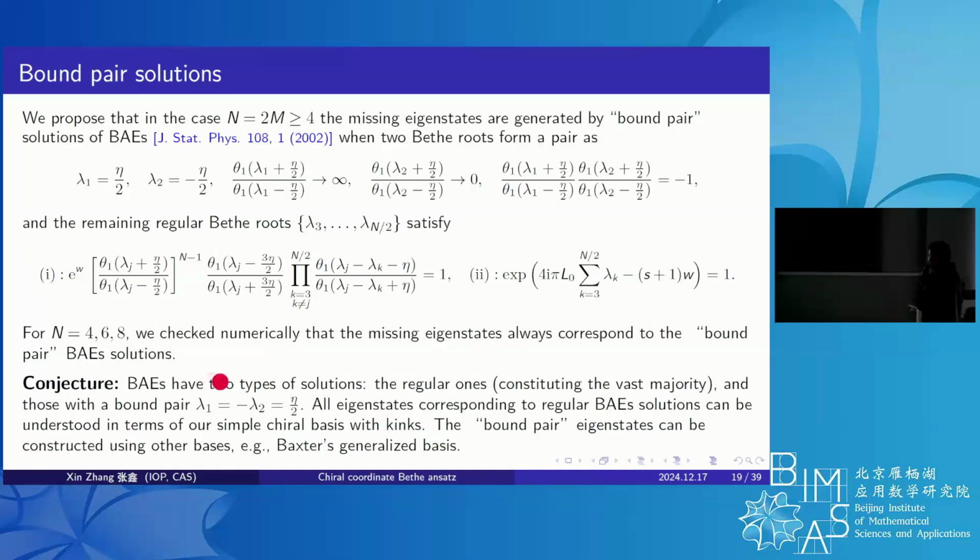The Bethe ansatz equations have two types of solutions: the regular one, which is also the majority, and the one with the bound pair. Here we want to make sure that there is only one bound pair. There is another name for this kind of solution: they call it a singular solution, not a regular solution. The conjecture is that all eigenstates corresponding to the regular Bethe ansatz solutions can be understood in terms of our simple chiral basis with kinks, and the bound pair eigenstates can be constructed using other bases, like the box basis. We check numerically, but at this stage we don't know how to prove it.